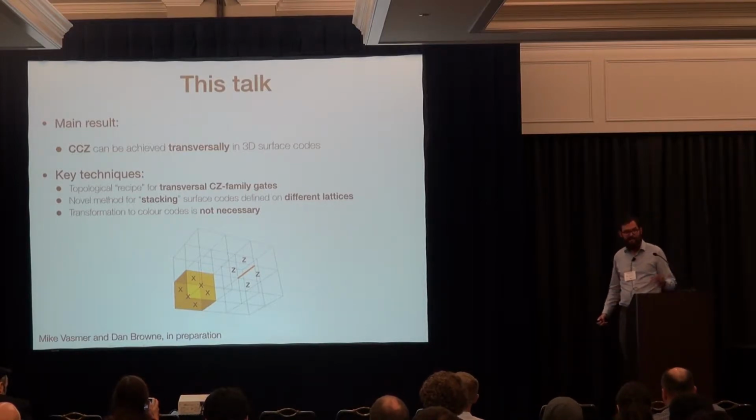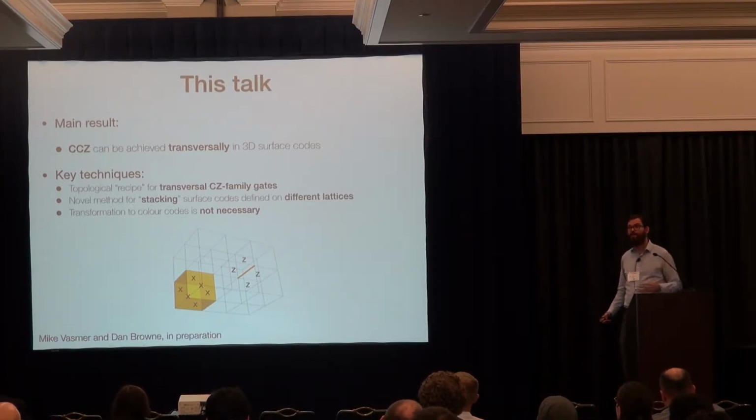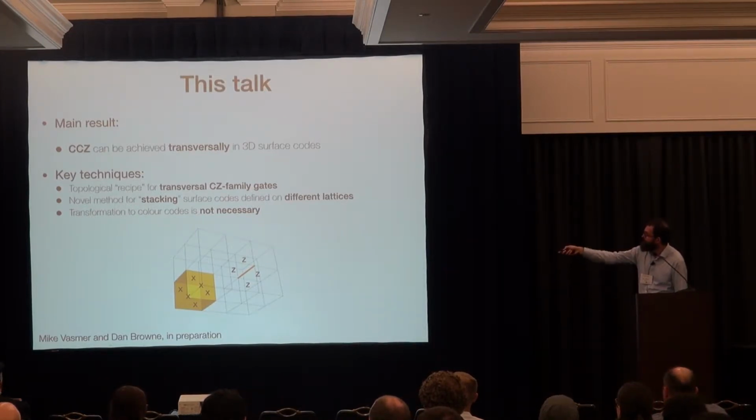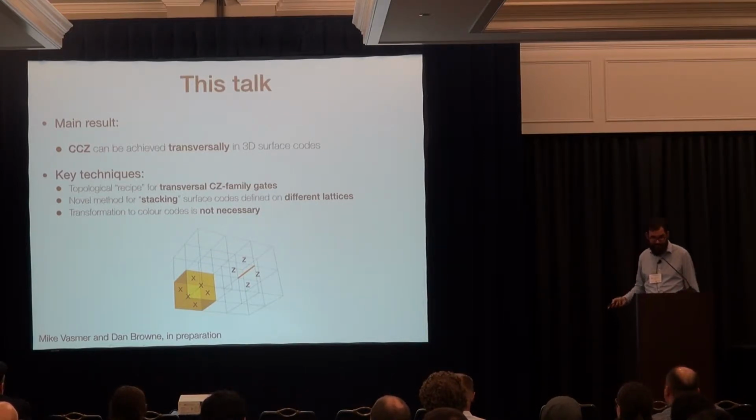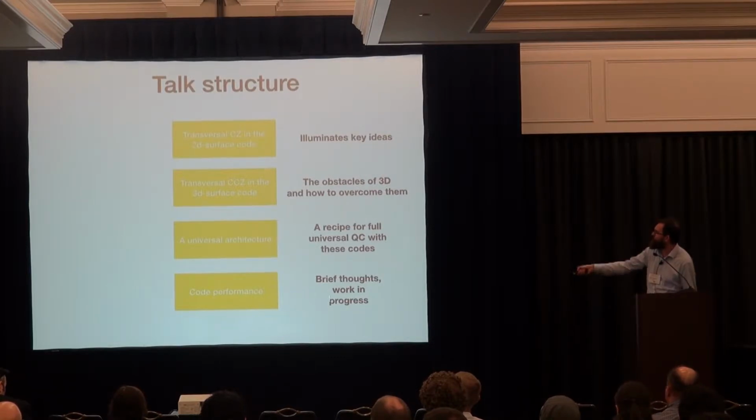And we'll see that it does not work with copies of identically defined codes. We need to go a little bit further. And we do all this transversally. There's no need to transform to the color code picture. So this is the structure of the talk.